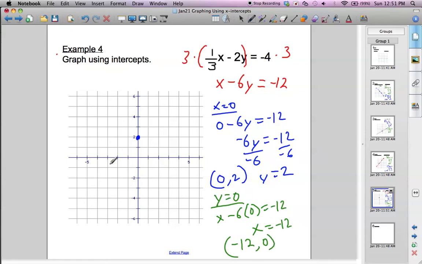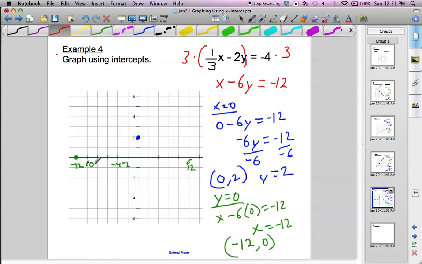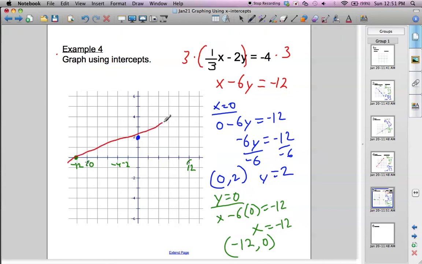So let me change my scale real quick on here. Let's say that's negative 2, negative 4, and this is going to be negative 10 over here, negative 12. Okay, just let me change that scale or it's not going to fit. So we have negative 12, 0 is the x-intercept, and then we can just graph the line. Okay, so same procedure again and again. Let x equal 0, find the y-intercept. Let y equal 0, find the x-intercept, and if you've got 2 points, you can draw the line.